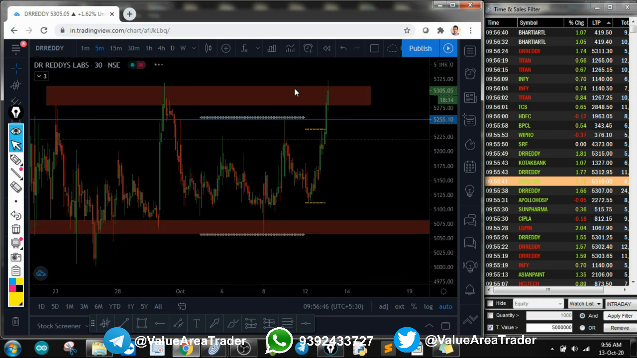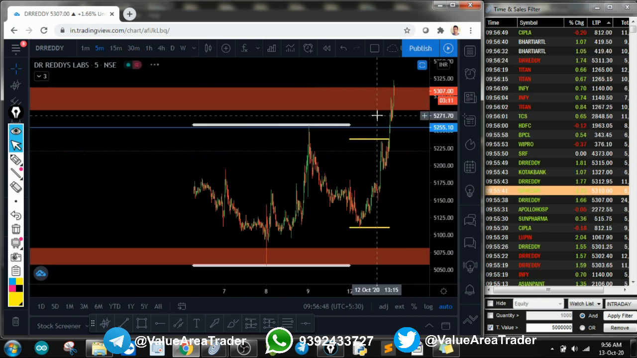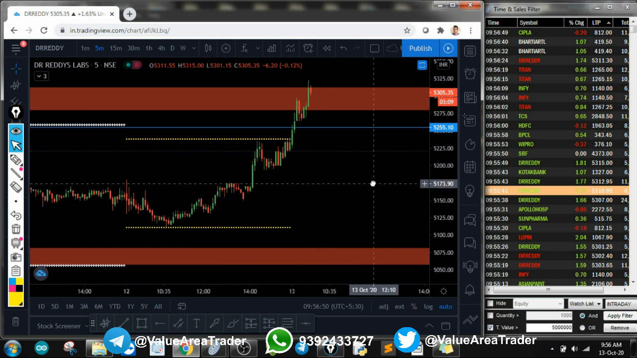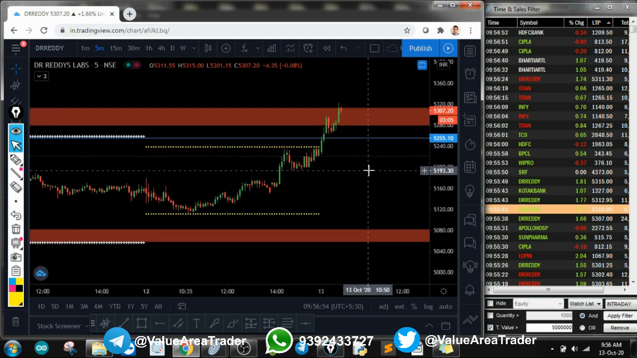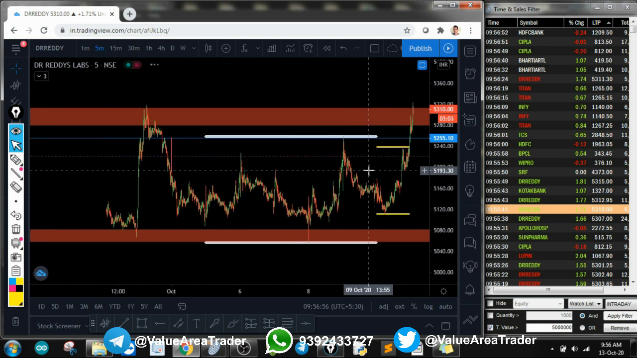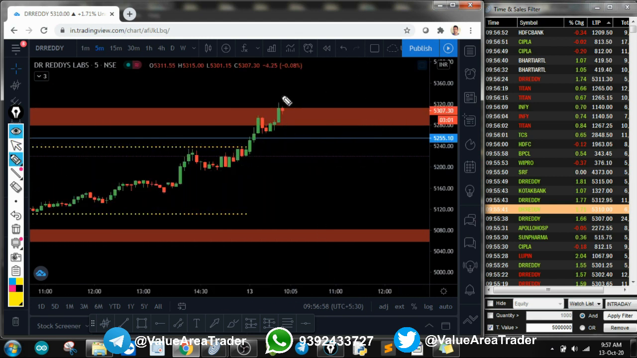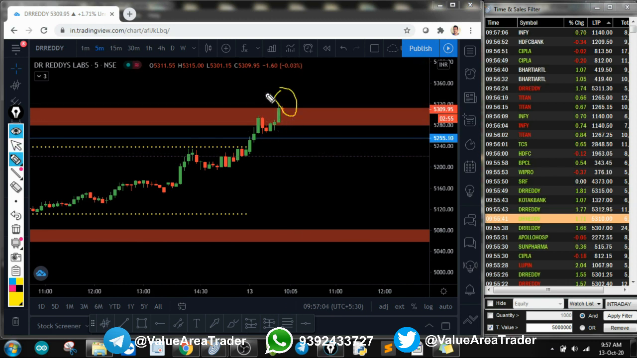If it shows signs of failure, then definitely we are going for a sell on Dr. Reddy. We are waiting for some weakness at this point. Whenever it reaches this top, if there is some weakness, then definitely we'll sell. But if it breaks out, then we will look to buy.